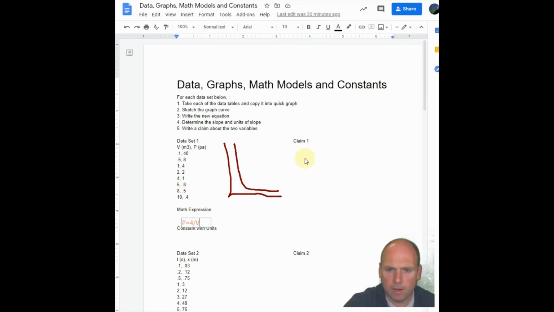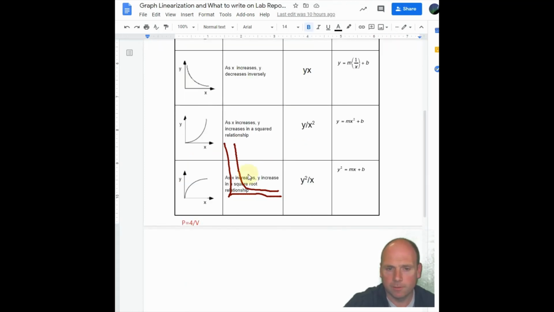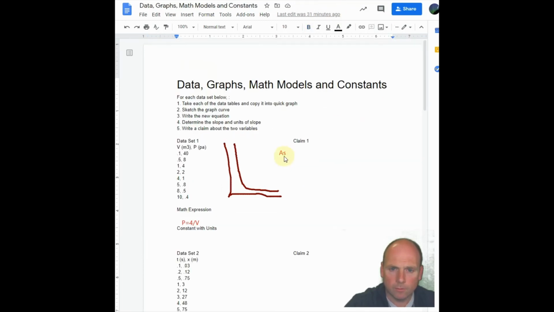Then I want you to write your claim and what's the constant with units. So with the claim, I'll go over to my cheat sheet. Yep, it's going to stay here. I'll go find the inverse graph. So this is this one right here. And it's as x increases, y decreases inversely. And then I can see my units of my constant are y times x.